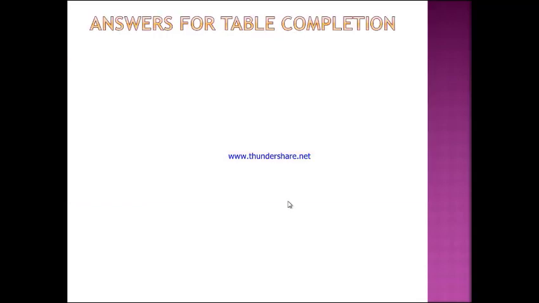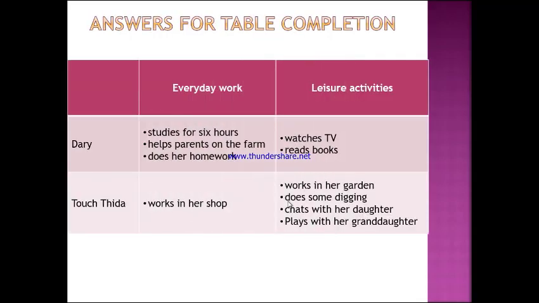So here are the answers, everyone. So every day, the work for Dari is studies for 6 hours. So she is a student, so she studies, and she helps her parents on the farm, and she does her homework. In her free time, Dari watches TV and she reads books. And for Mrs. Tujtida, she has only one work. She works in her shop.